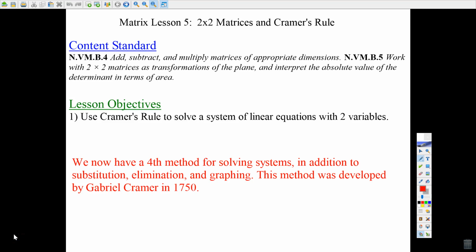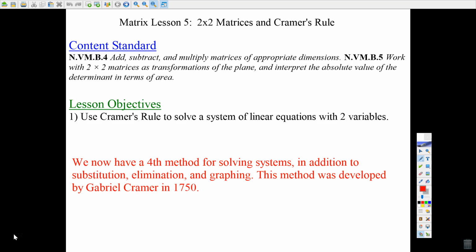Our fifth and final matrix lesson is going to involve this process known as Cramer's rule. And Cramer's rule is another way of solving a system of linear equations. Well, you already know three ways. You learned from Algebra 1, and then we've practiced more in Algebra 2, how to solve a system by substitution, by elimination, by graphing. Well, you're going to have another method at your disposal, and a lot of people like this method better than any of the other three.